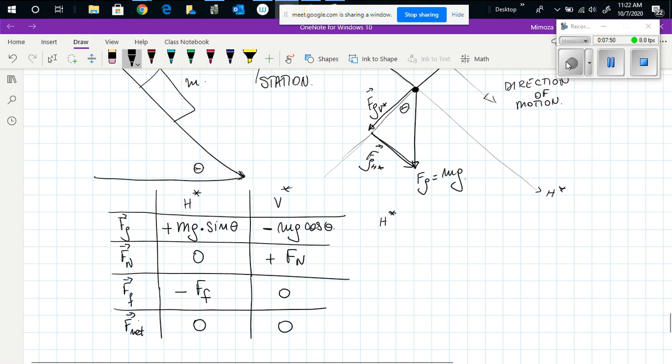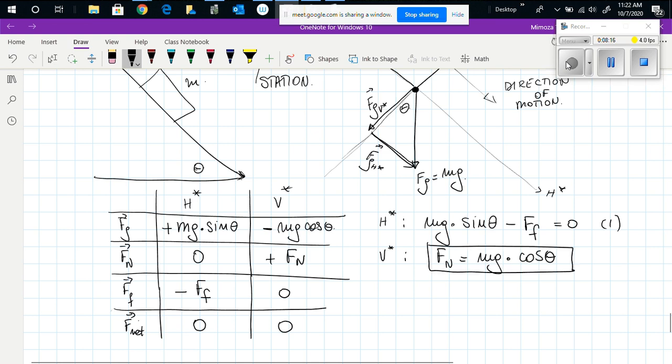From the new horizontal, what we have is mg times sine theta minus force of friction is equal to 0. This is equation 1. From the vertical, what we have is force normal is equal to mg times cosine theta. Okay? And then let's replace this into the first equation. So we'll have mg sine theta minus mu times F normal equals to 0.